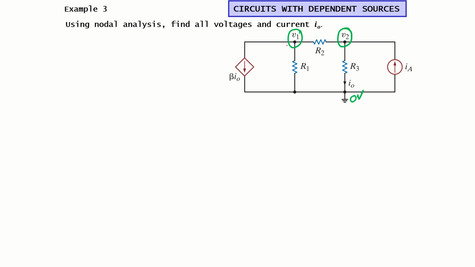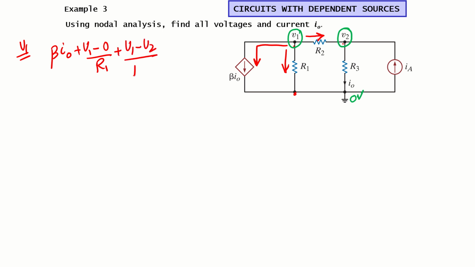For V1, we will assume that all currents are leaving. This current is leaving, the current through R1 is leaving, and the current through R2 is leaving. So what will be the equation for V1? That will be this current, which is beta times I naught. We put it just like this, beta times I naught. Then we have the current through R1, that will be V1 minus the second node, which is 0, divided by R1. Then V1 minus V2 divided by R2 for the current through R2, so V1 minus V2 divided by R2 is equal to 0.